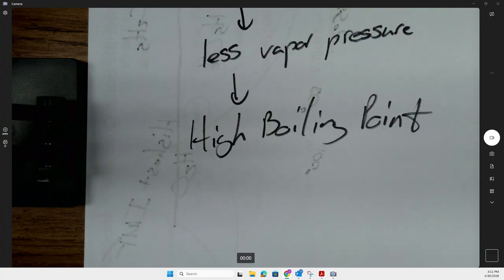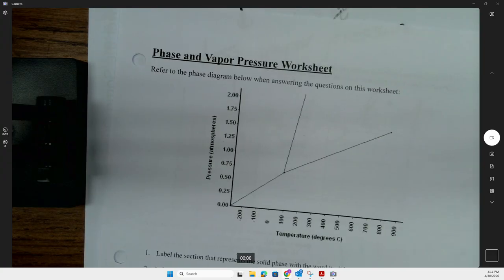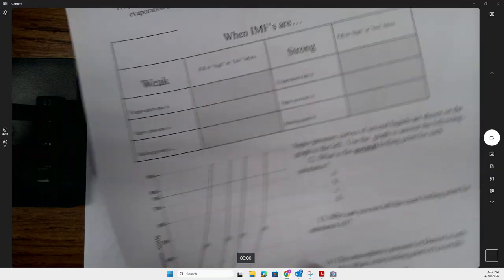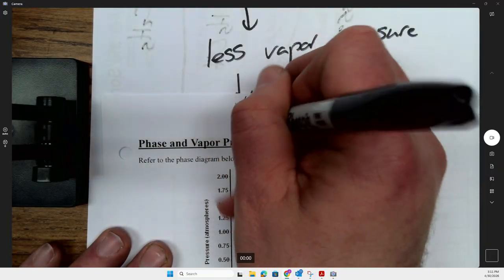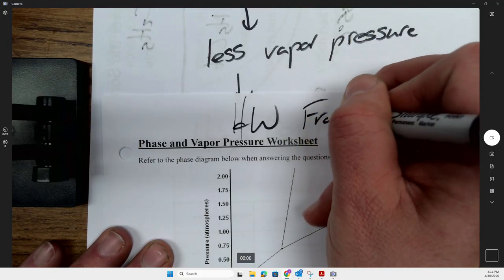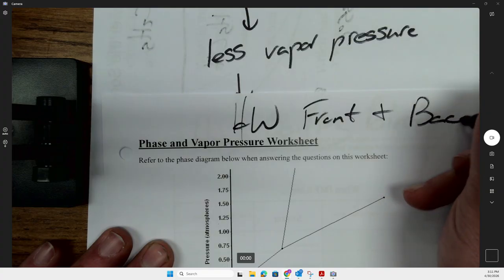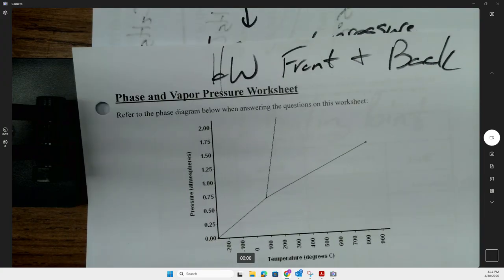I want you guys to know, this piece of paper right here, the phase and vapor worksheet, front and back, is your homework. I'm looking for both the front and the back. Make sure you're doing both sides. And with that, ladies and gentlemen, I'm going to pause on the recording, and we are good to go.